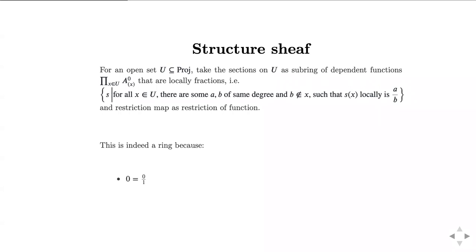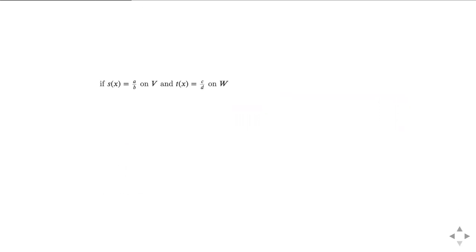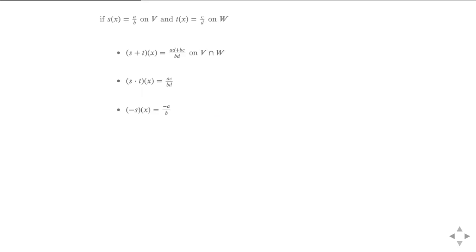And this is indeed a ring because zero is in the degree zero part, one is in the degree zero part. And the constant function one is also just one divided by one locally. Actually, globally it is one divided by one. And if S at x is locally on V A divided by B, and T at x is locally on W C divided by D, then the function S plus T locally on V intersecting W is just the addition of two fractions. And the multiplication on the intersection is just a multiplication of the fractions. And the negation of one function on V is again just negating the fractions.